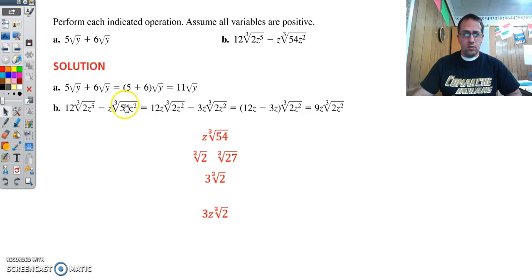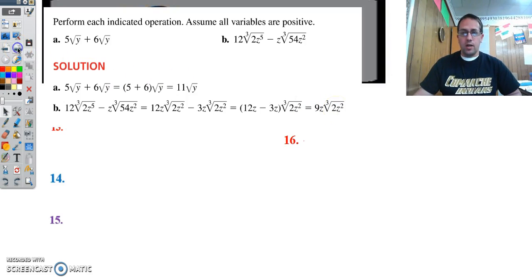Now here, cube root of z to the 5th, well, z to the 5th has a perfect cube in it, right? It has z cubed inside there. So we can pull z cubed out. The cube root of z cubed is z, which leaves me with 2 z's, so z squared. Now we have the cube root of 2z squared, the cube root of 2z squared. We have 12 of them, 12z here. We have 3z there. We're subtracting them. And we end up with 9z cube root of 2z squared.